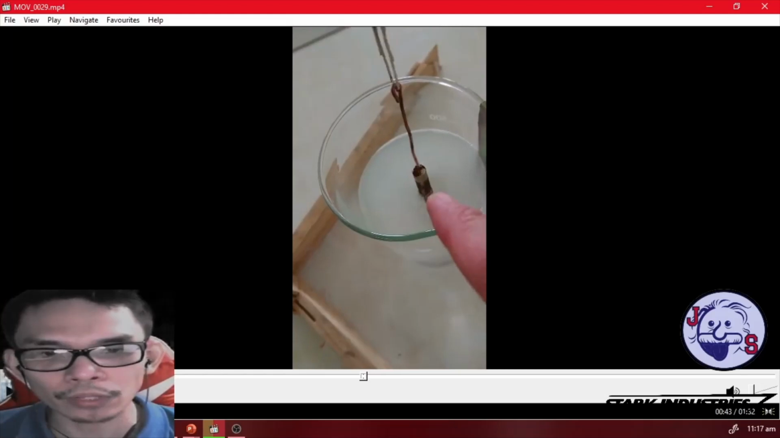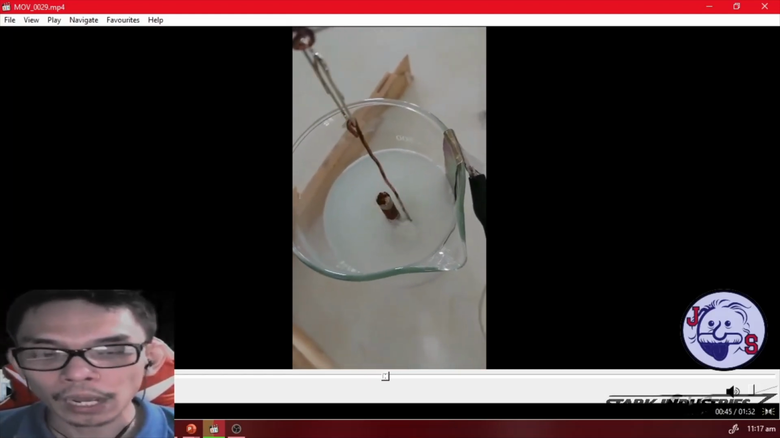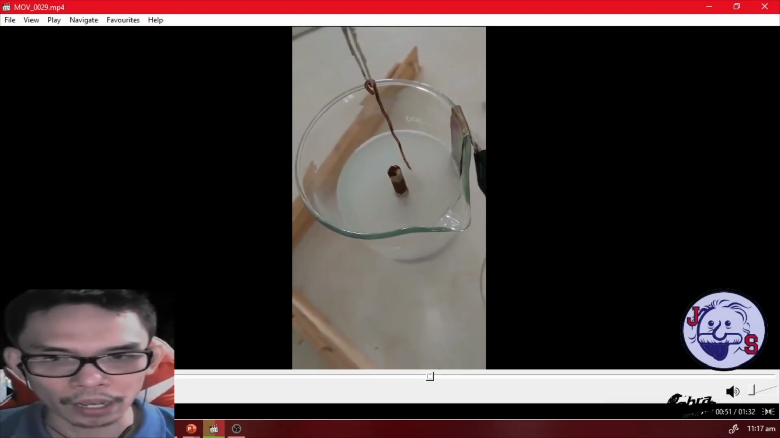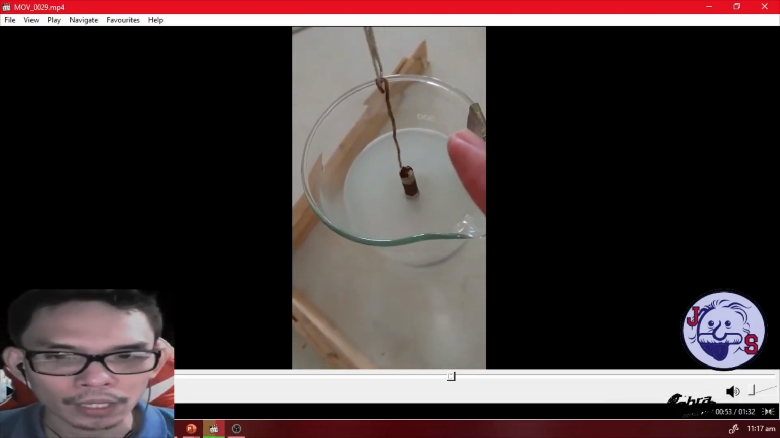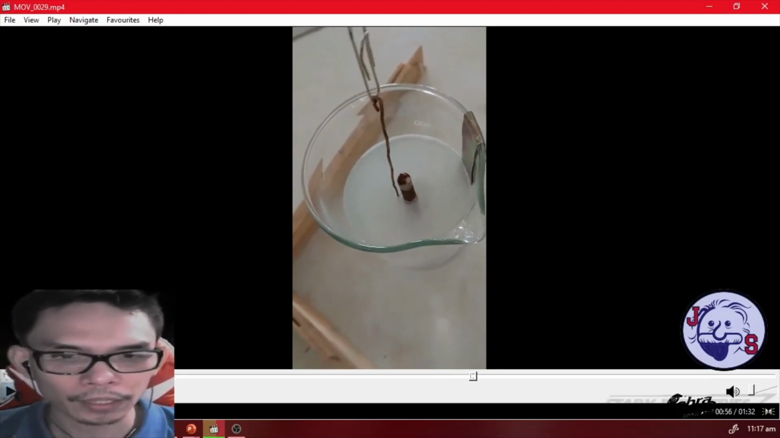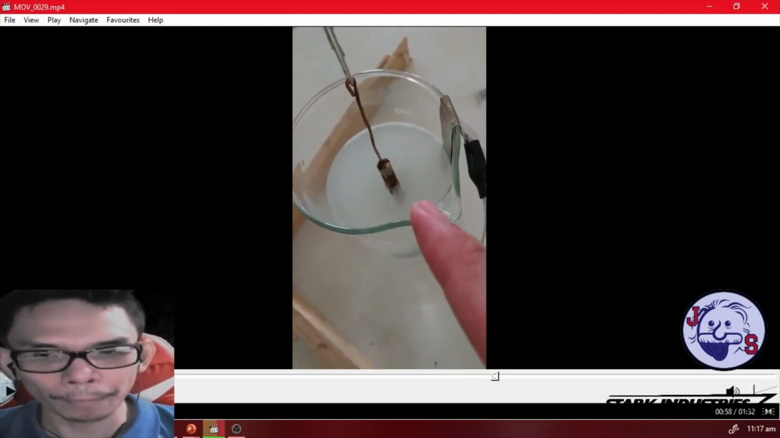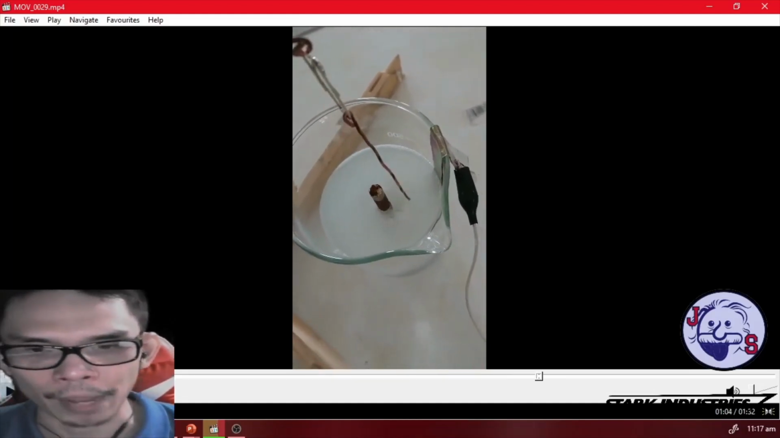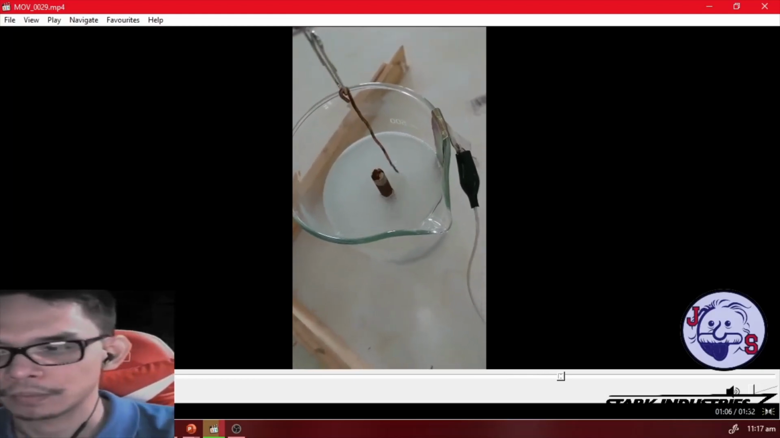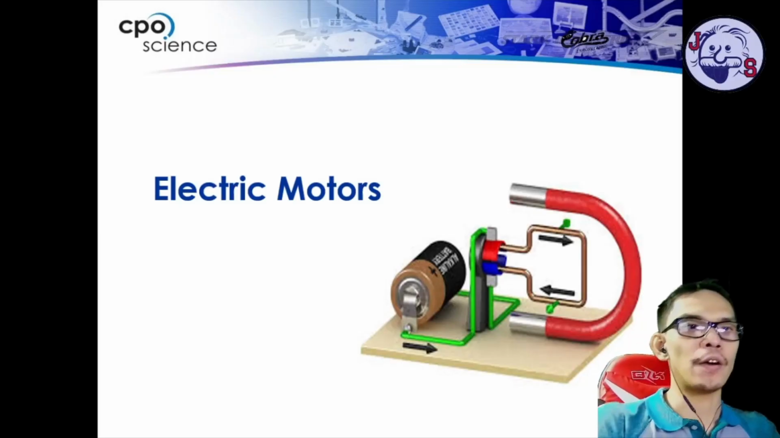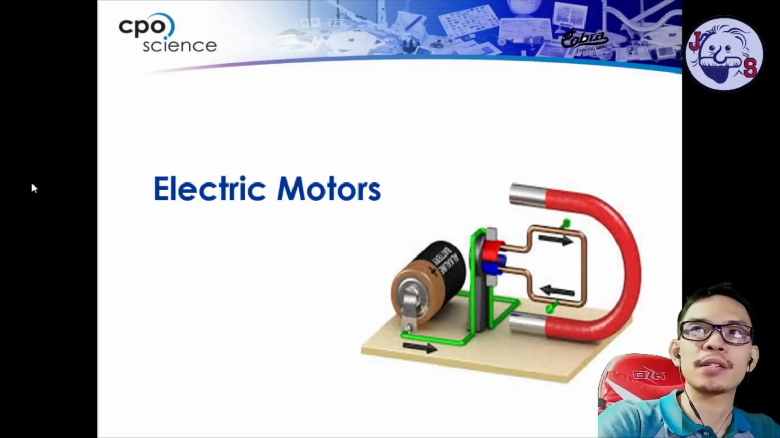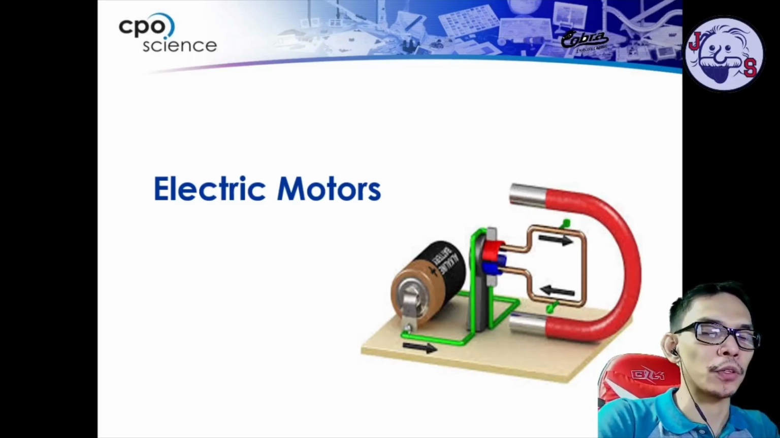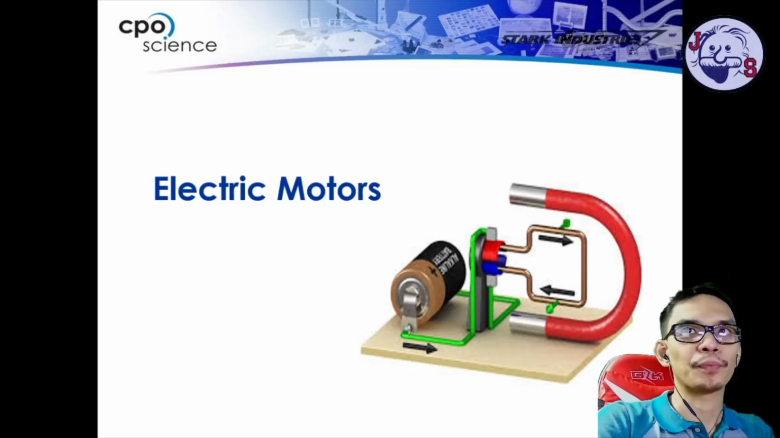So the question here is, how does this one work? In this part of the video, we will talk about the parts of the electric motor and the mechanism of how it works. This is the first electric motor created by Michael Faraday himself. So, electric motors. The question that we have right here is, what are the parts of the electric motor and how does it work?